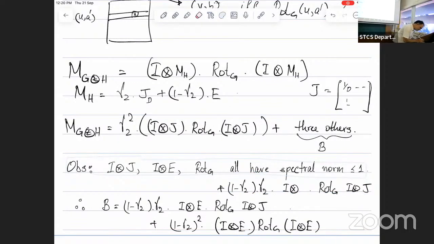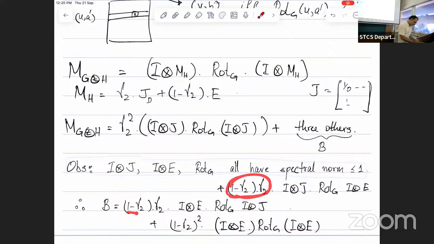Plus this will be a J and this will be a B. So these are the 3 terms that will show up. The above observation says that this has spectral norm 1, this has spectral norm 1, this has spectral norm at most 1. So together, what can the spectral norm be? It can be at most the sum of all of these things, this quantity plus this quantity plus this quantity.